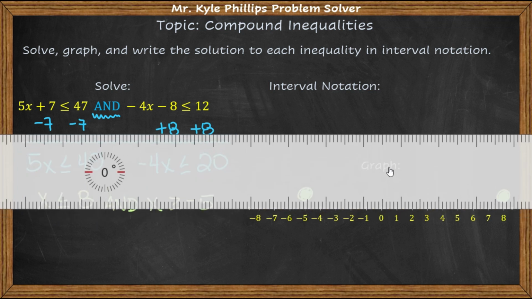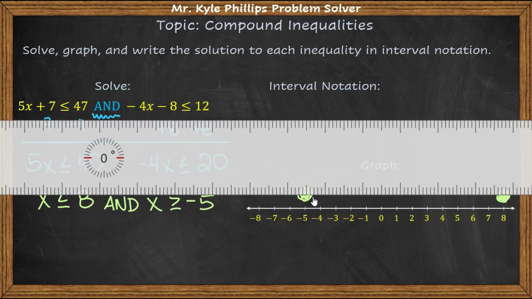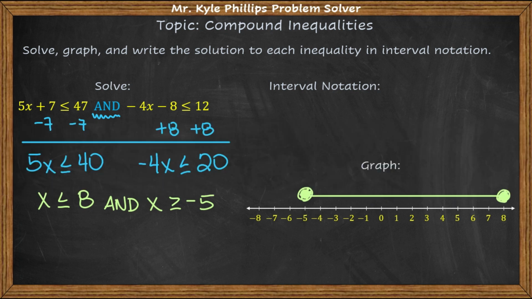So here my solution would be in between -5 and 8. So that's how our graph would look. Now in interval notation, this is going to be the smaller number first, -5, and it's going to go up to 8. Both of these get brackets because both of these numbers are included in the solution set.